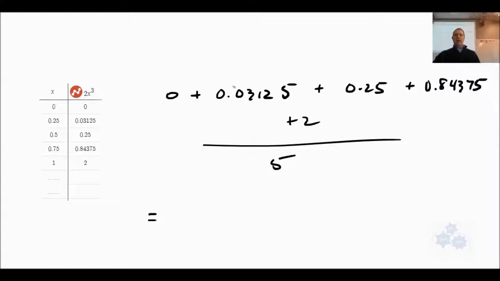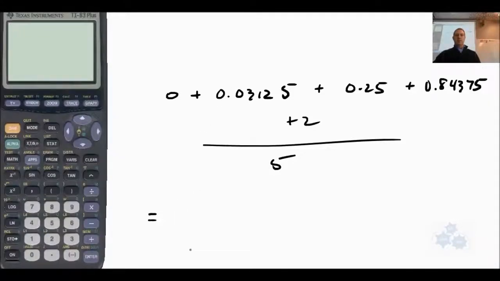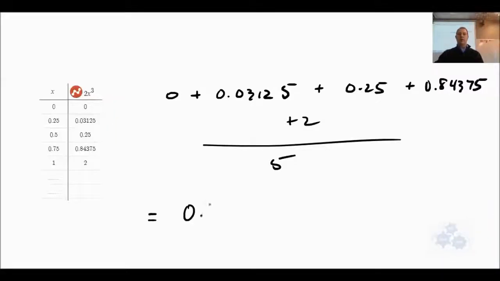So what do we get when we add all this up? No, I don't think it's quite 3. Let's just add that up real quick here. So 0 plus 0.03125 plus 0.25 plus 0.84375 plus 2. That's 3.125, divided by 5 is 0.625. Okay? So 0.625 is our average of all of these values. This is the average, 0.625.